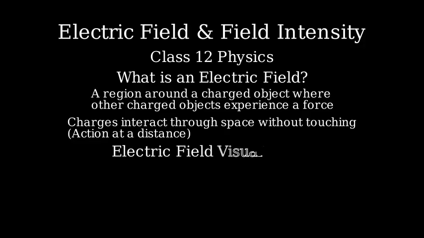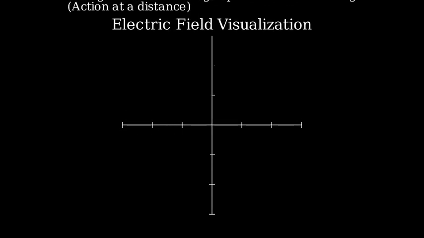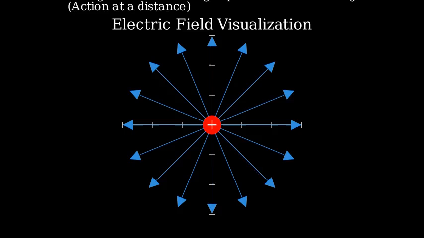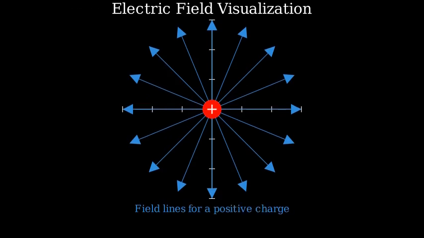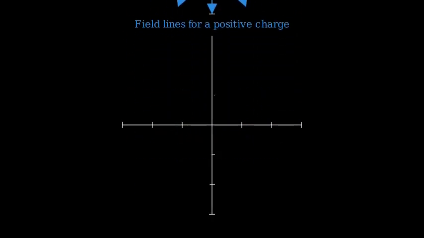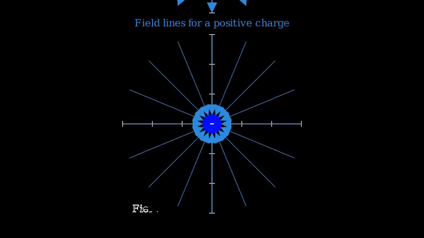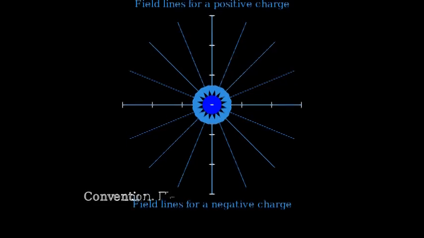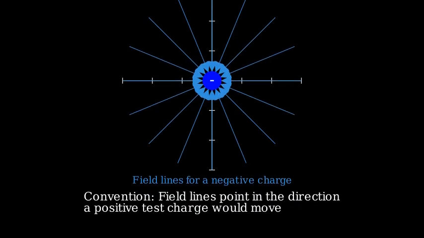Let's visualize an electric field. Consider a positive charge placed at the center of our screen. The electric field around this charge can be represented by field lines radiating outward from the charge. For a negative charge, the field lines would point inward toward the charge. By convention, electric field lines always point in the direction that a positive test charge would move if placed in the field.